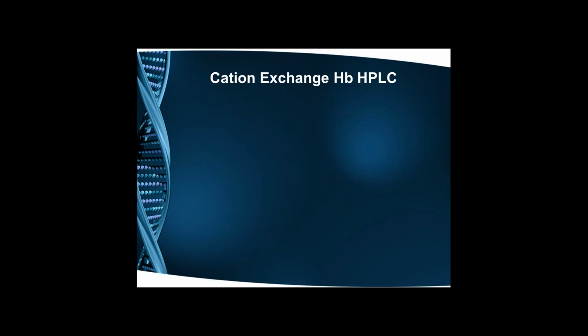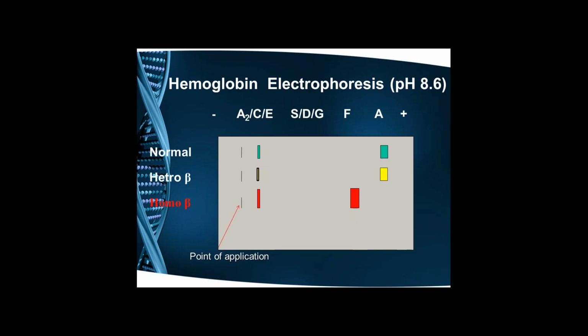In this slide, I have just shown the normal and the heterozygous and the homozygous beta. The normal will have HbA and HbA2. In heterozygous beta, HbA2 will be a bit thicker band, and homozygous will have HbF along with A2, and there would be more HbA, the normal hemoglobin. Next slide.